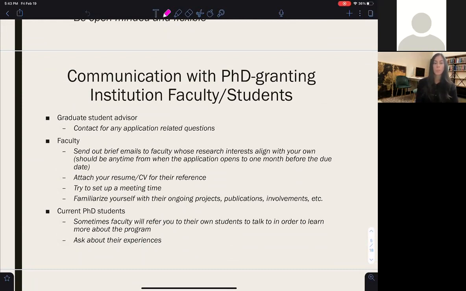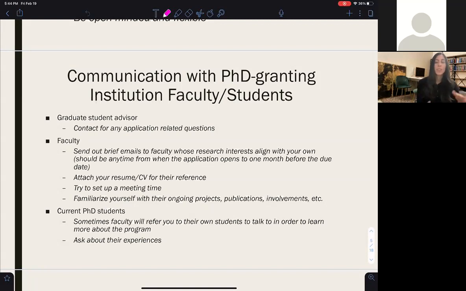Now this does not just have to be faculty, it could even be students that are currently in the program. It can be staff that run the program, like a graduate student advisor. Usually these people are your go-to for contacting for any application related questions. So if you want to know where you can find information on the website that you couldn't find, like, for example, minimum test scores, you would contact the advisor. If you want to know when you'll be hearing a response for your application, you contact the grad student advisor. A lot of questions can be directed to this person, and usually their information is on the website for the school that you're looking at.